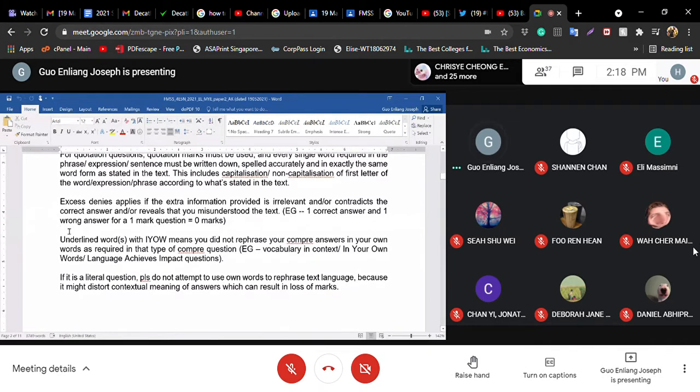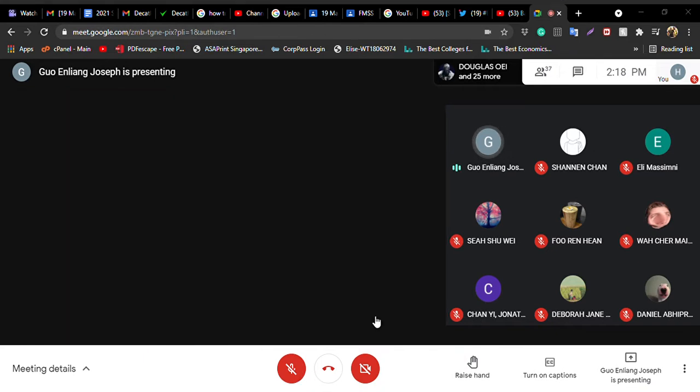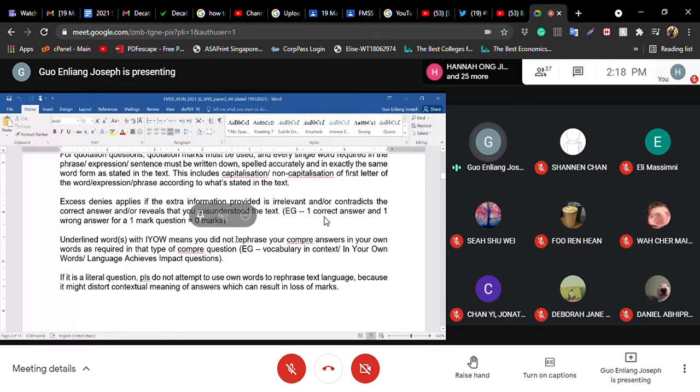Next one, if you have words that are underlined with IYOW, by the way, IYOW means in your own words. All right, that means you didn't use own words. That's what it means. So it means that you did not rephrase your complete answers in own words, especially in these 3 types of questions: vocab in context, in your own words, and lie question. Okay, so these are just some marking conventions you need to know before I start going through the answer.